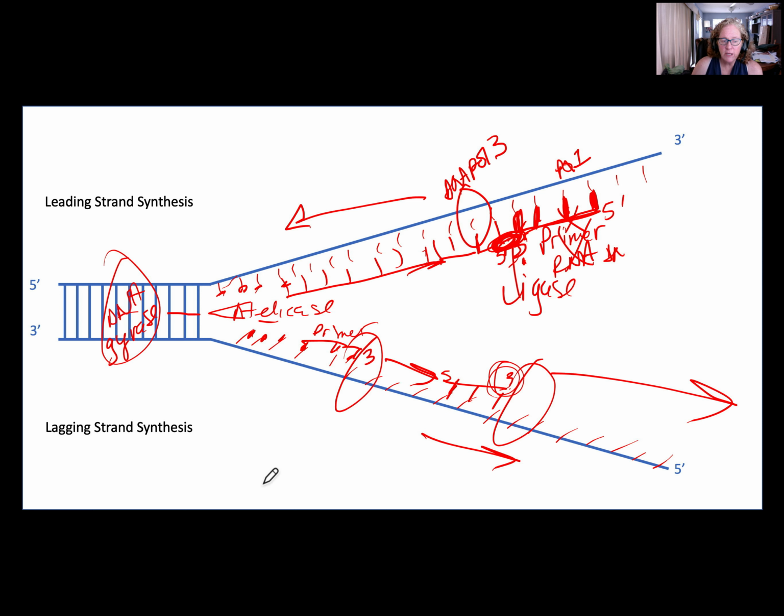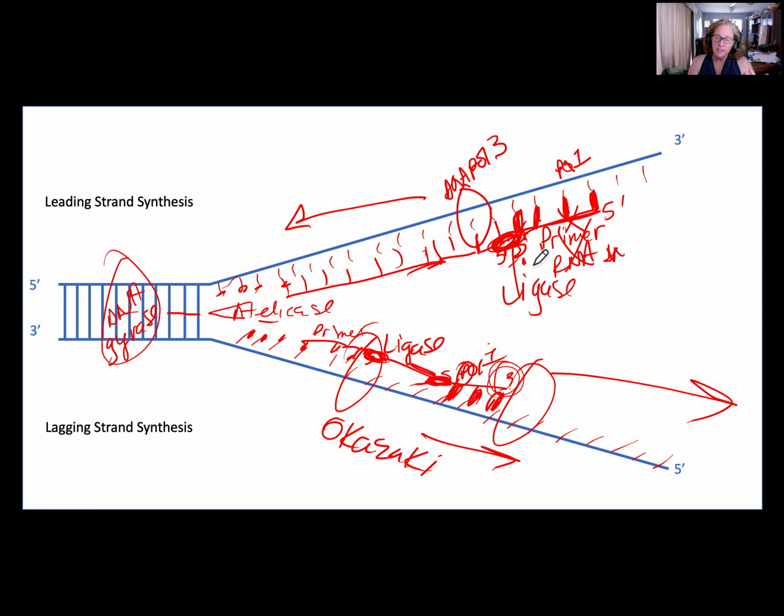Then we follow all the same steps that we followed in leading. So my primer gets replaced with DNA nucleotides by polymerase 1. And then DNA ligase comes in and repairs this sugar phosphate backbone so that these Okazaki fragments, that's what they're called, Okazaki fragments, can all be joined together to give us one continuous copy. And so in blue, those are the parent strands, and the daughter strands are in red.